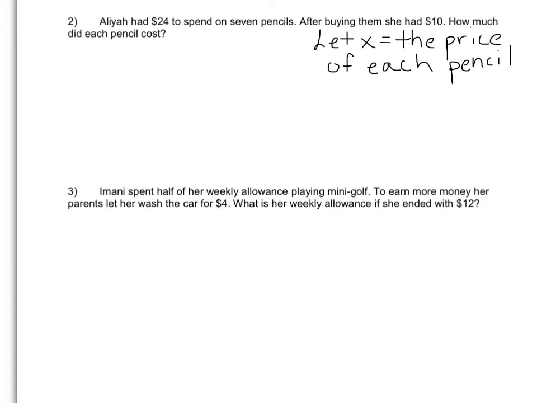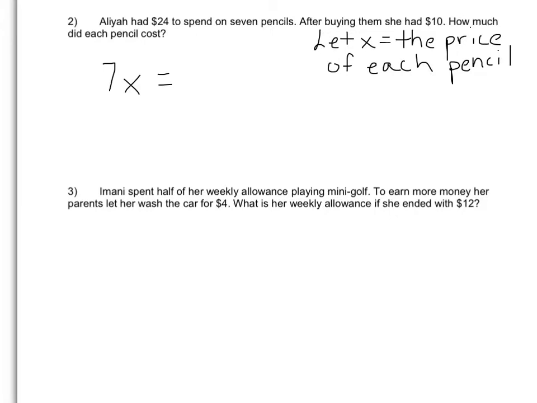Next step, we need to write our equation. We definitely know we got to have our x in there. There's the price of each pencil. We know how many pencils she bought. She bought 7 of them. If you multiply the price of each pencil by 7, that's how much she spent on all the pencils. We know that she had $24 in the beginning, and then after purchasing the pencils, she had $10 left.